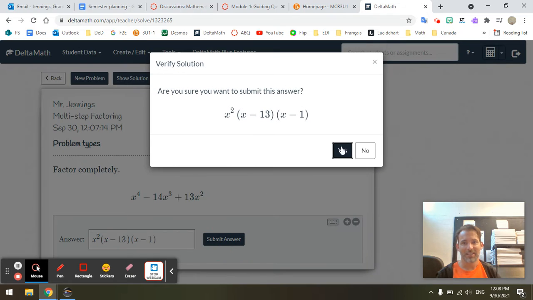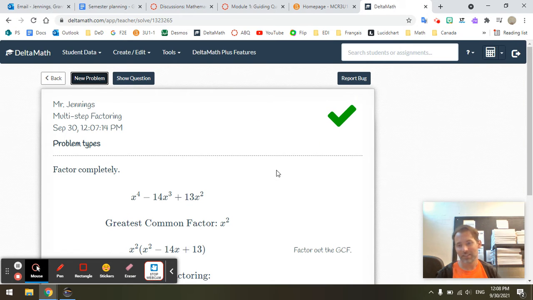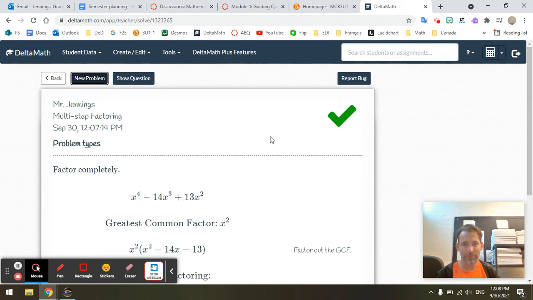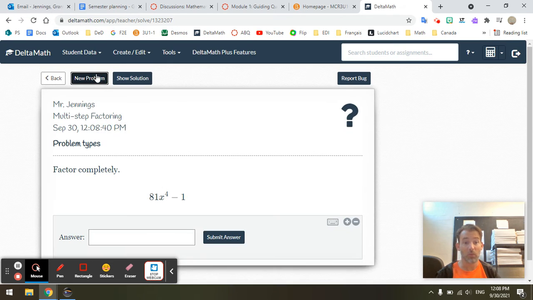So submit answer. Say yes. And then you can check the greatest common factor there. I see. It's just beautiful. Okay, and you get to see some more. Let's take a look at one more.